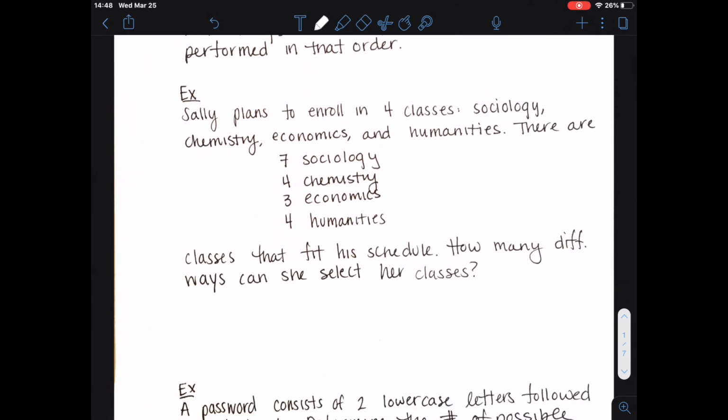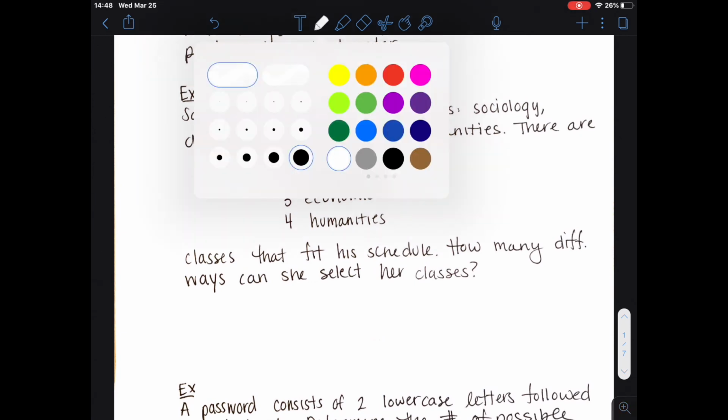Sally plans to enroll in 4 classes: 1 sociology, chemistry, economics, and humanities. In total, there are 7 sociology classes she can pick from, 4 chemistry, 3 economics, and 4 humanities. All of these are going to fit her schedule. We want to figure out how many different ways she can possibly select her classes. She has a couple of different options for these 4 things.